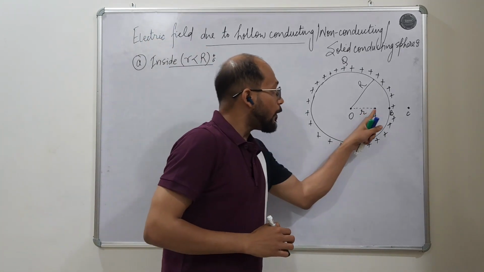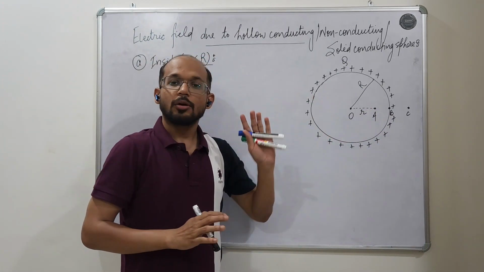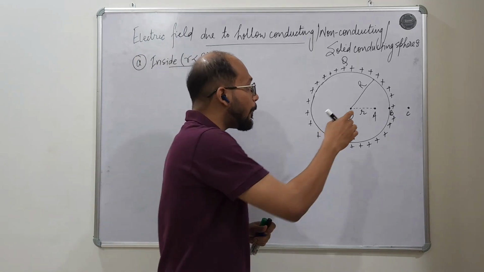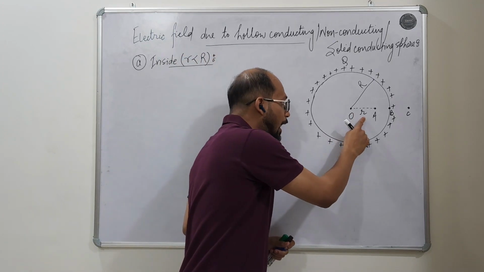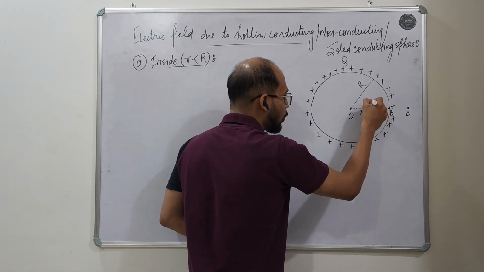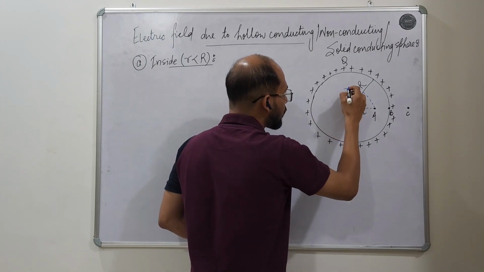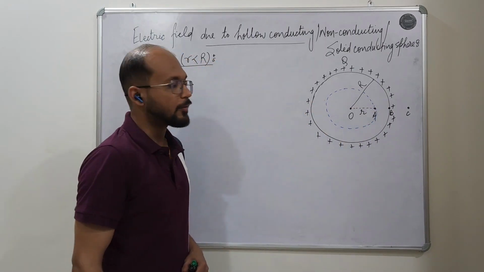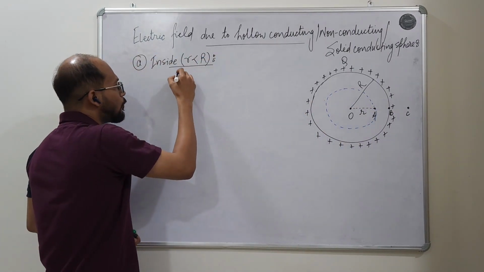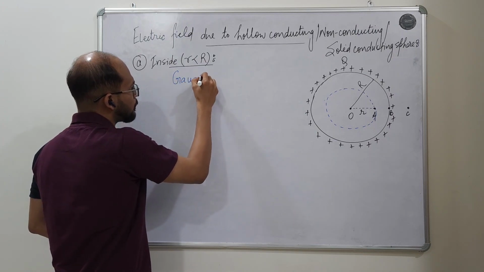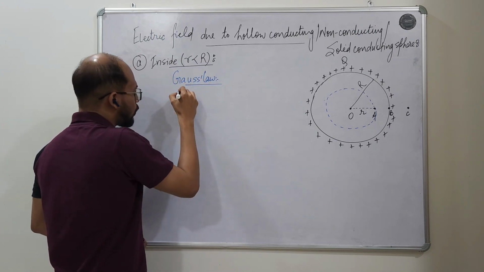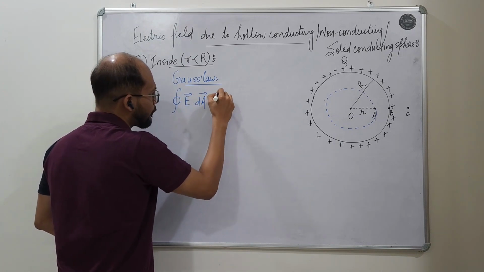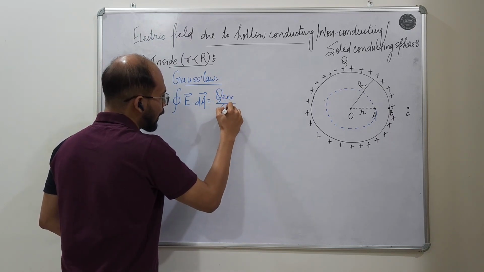Here, to find the electric field at point A, we will use Gauss law. In Gauss law, we choose a Gaussian surface passing through point A, which is at a distance r from the center. We will choose a spherical Gaussian surface which passes through point A at a distance r from the center. Now, what is Gauss law? Gauss law is the closed integral of E dot dA, which is equal to Q enclosed divided by epsilon naught.